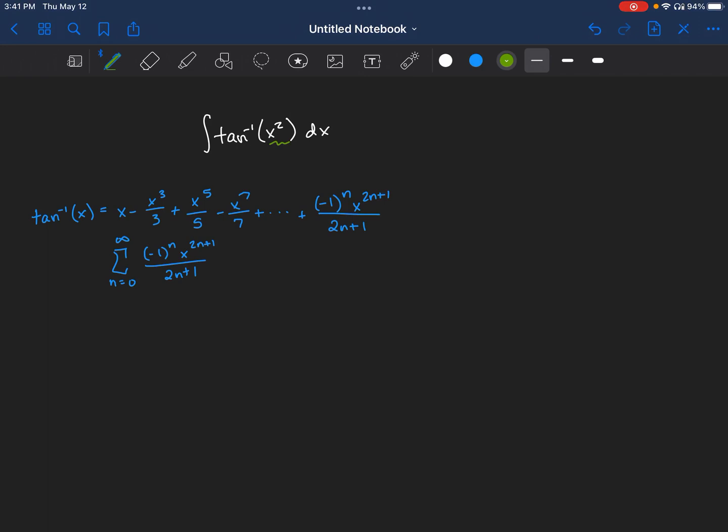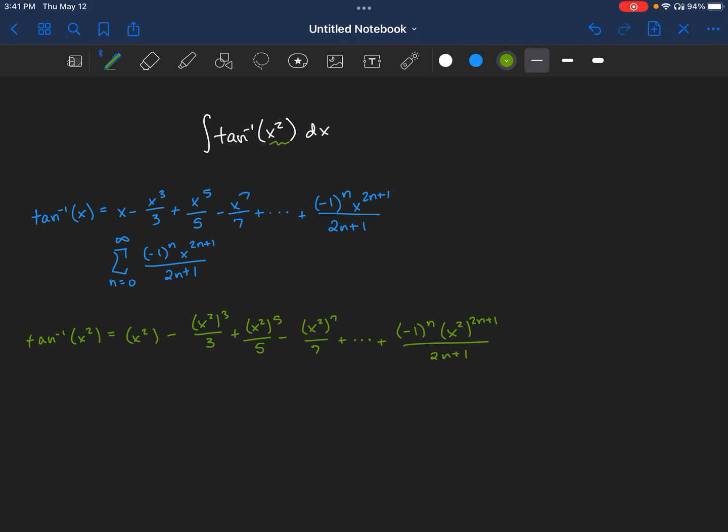So I'm going to rewrite it as tan inverse of x squared. And what that means is I'm just going to plug in x squared where there was an x before. So this first one will be x squared minus x squared to the third over 3 plus x squared to the 5th over 5 minus x squared to the 7th over 7. And so hopefully you're picking up on the fact that what that means to the general term, to the summation formula, is it's still going to be negative 1 to the n. It's just going to change x squared to the 2n plus 1 over 2n plus 1.